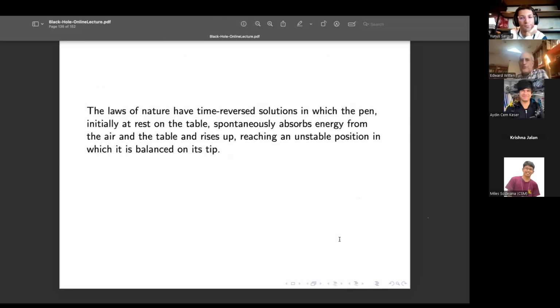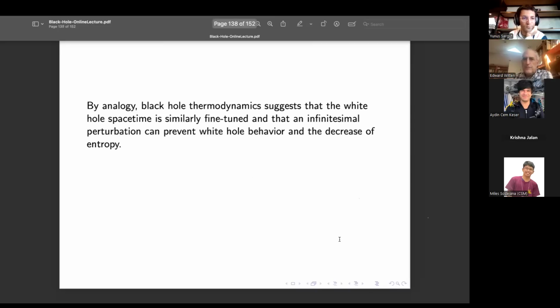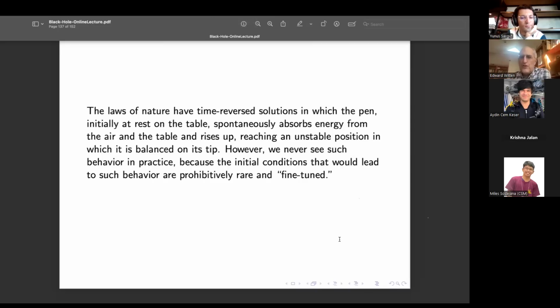So the laws of nature do have time reverse solutions in which the pen spontaneously absorbs energy from the air and the table and rises up, reaching an unstable position in which it's balanced on its tip. But we never see such behavior in practice because the initial conditions that would lead to such behavior are prohibitively rare and fine-tuned. Of course, this is what I said at the beginning, except at the beginning of the talk, I gave the example of breaking an egg rather than the falling pen. But having reminded ourselves of this lesson, what would we say about the white hole?